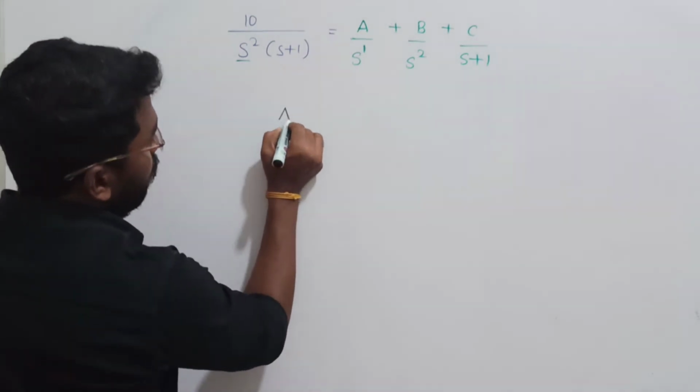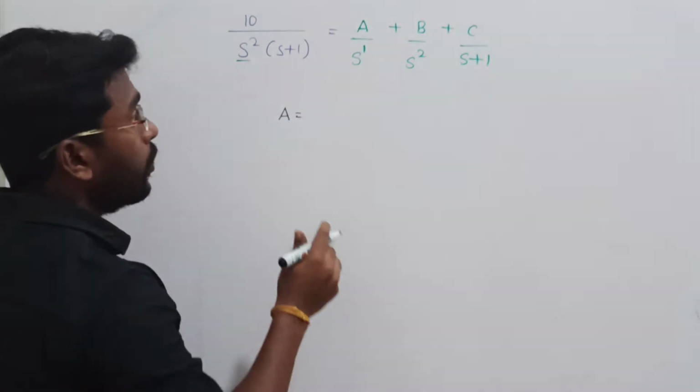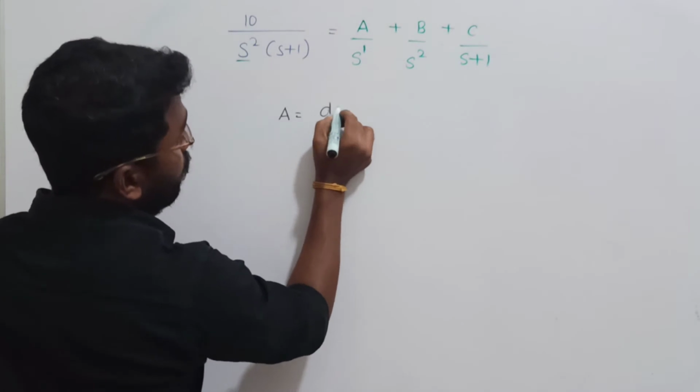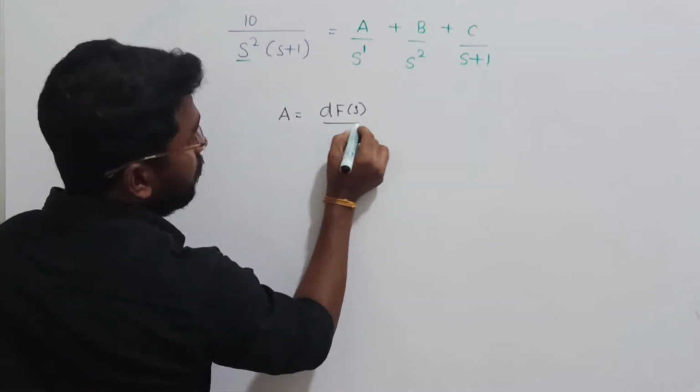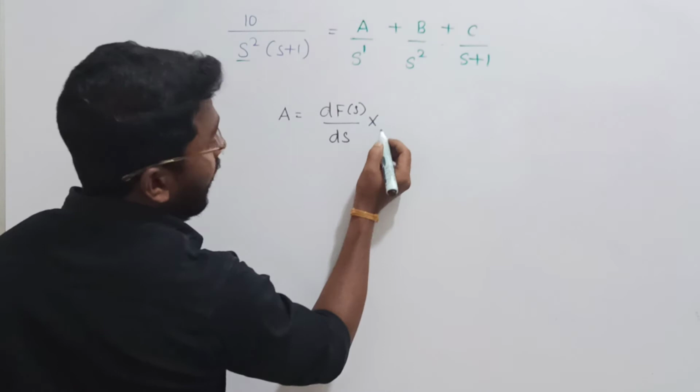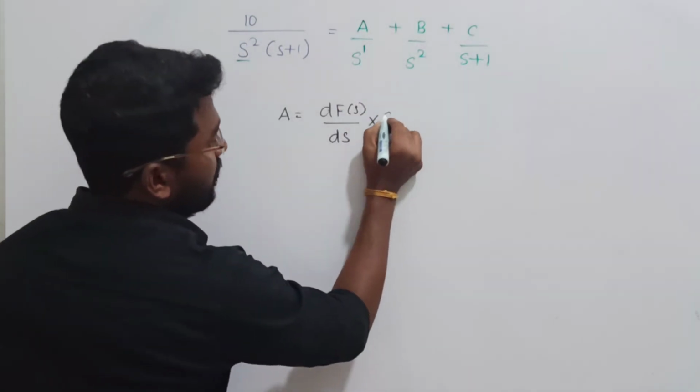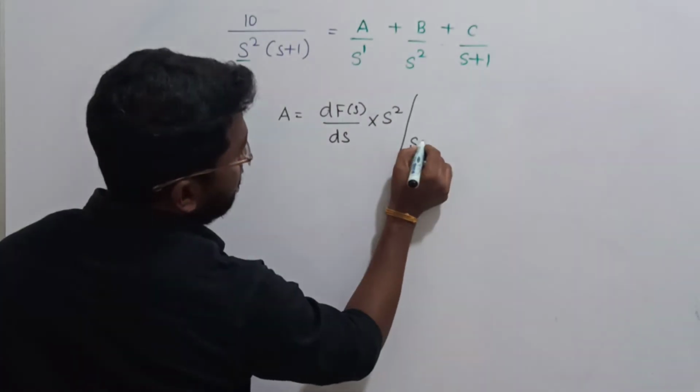To find the value of a, you are supposed to differentiate the overall transfer function f of s with respect to s after cancelling its highest order, s square, and then you can replace the s value.